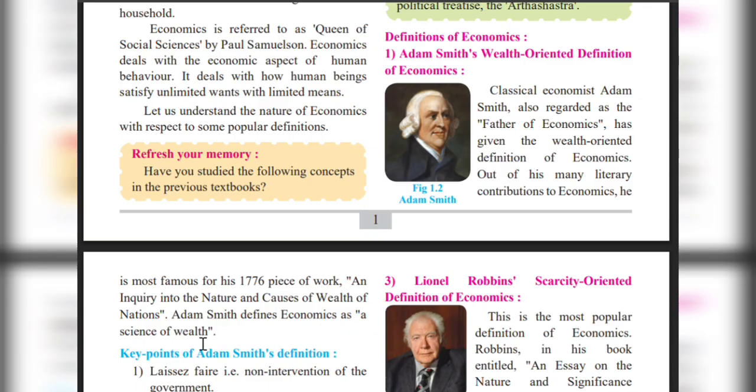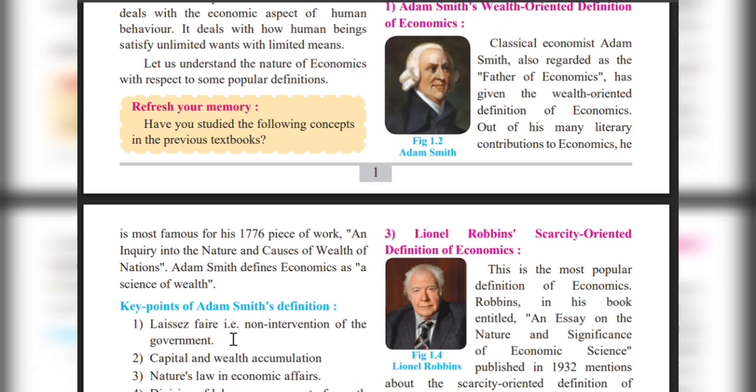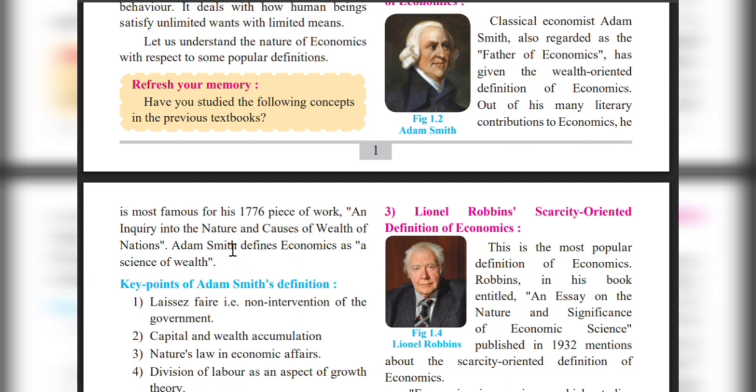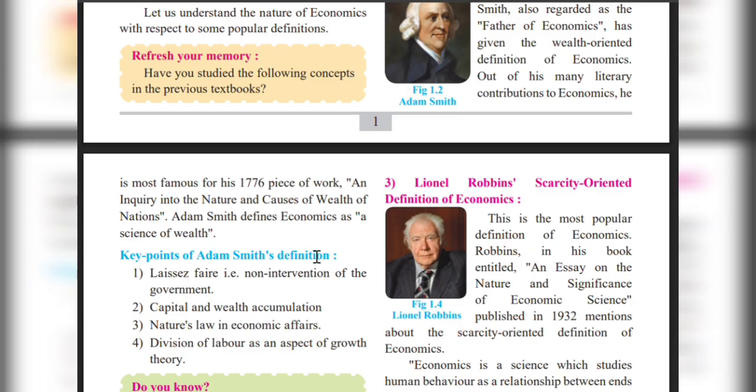You can see here, Adam Smith defines economics as a science of wealth, and this is a simple and easy to remember definition. So go with this only, so you can remember properly and write it correctly in exams. Now, what does this mean? Adam Smith believed the main purpose of economics is the creation of wealth. According to him, production increases wealth, division of labor increases efficiency, and free market improves economic growth.